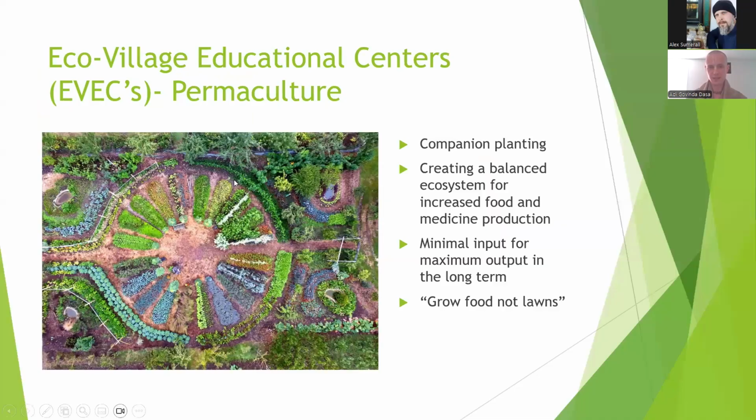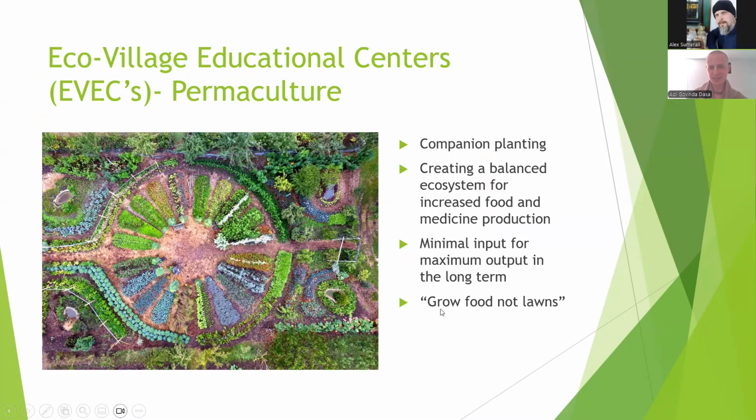Here's another nice design of a permaculture design. They're based on things like creating a balanced ecosystem for food production, minimal input for maximum output, and growing food, not lawns.